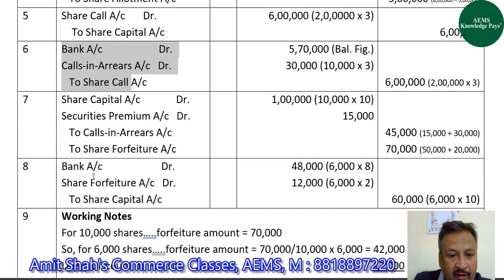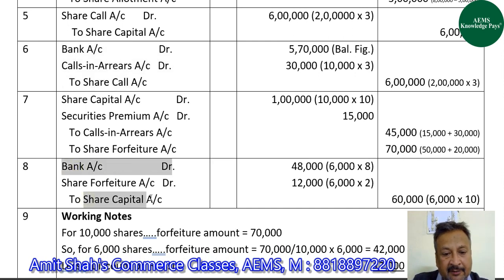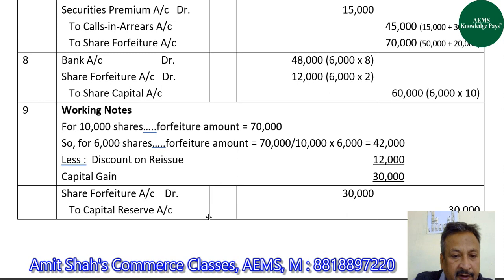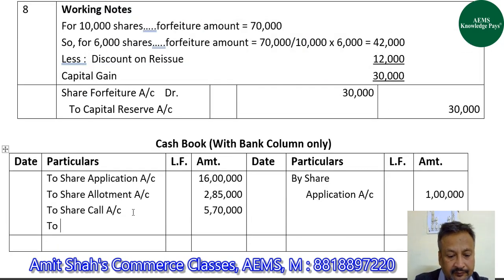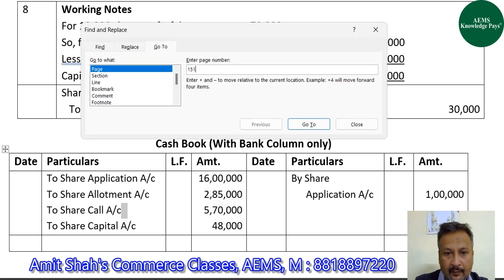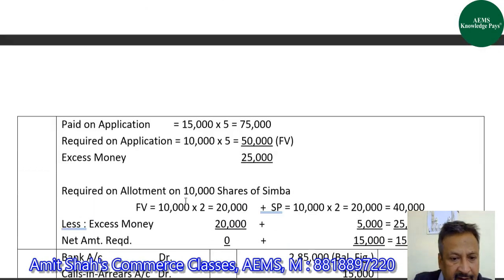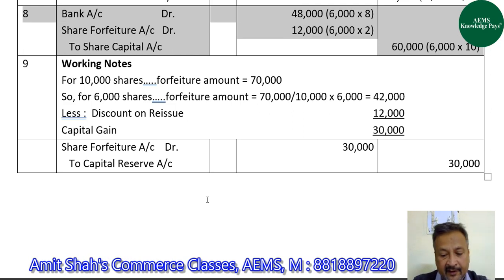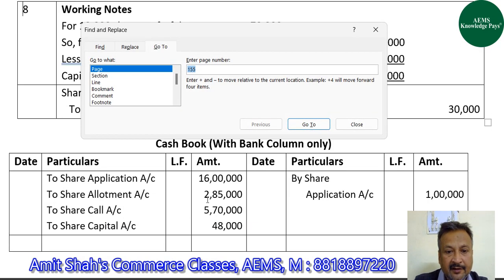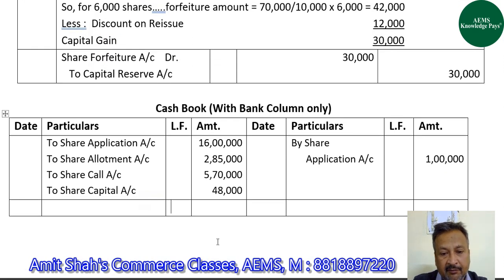After this, now bank account is involved here. So here it is bank account debit to share capital with rupees 48,000. So on the debit side of cash book we will write to share capital with rupees 48,000. And after this, we do not have any entry in which bank account is involved. This is how we are done with cash book. At the end of which we will balance it.